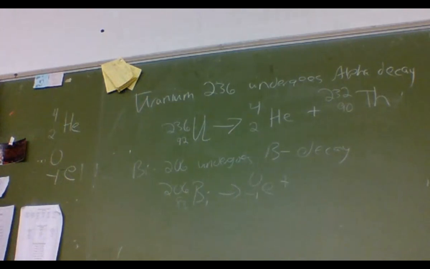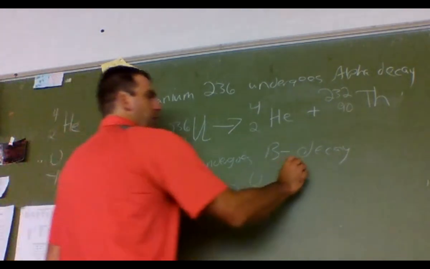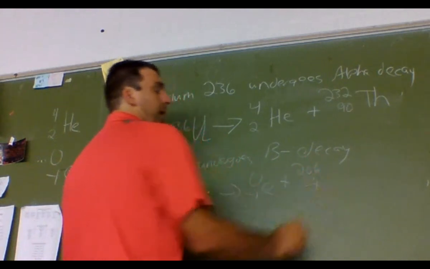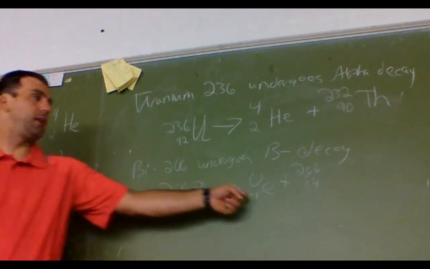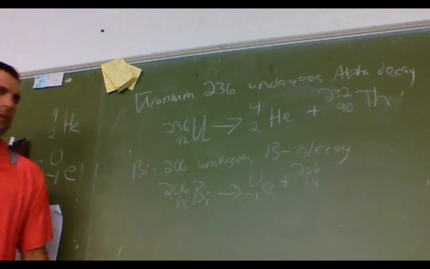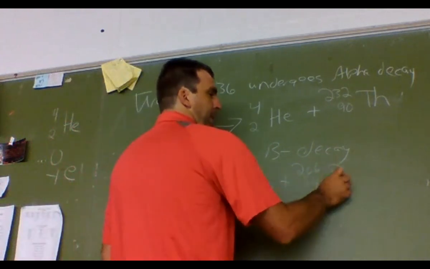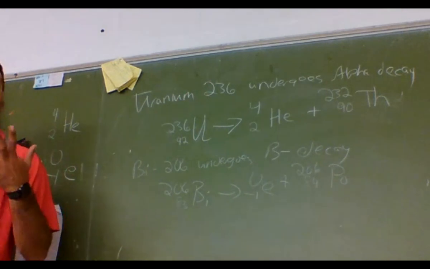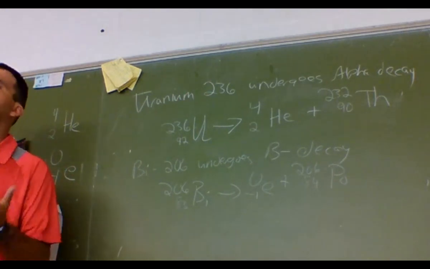what's the mass number of my other thing have to be? 206. Atomic number? 84. This is where most people make that same mistake, because the negative is going to increase. And 84 is polonium. That's it. Now I could have done electron capture.